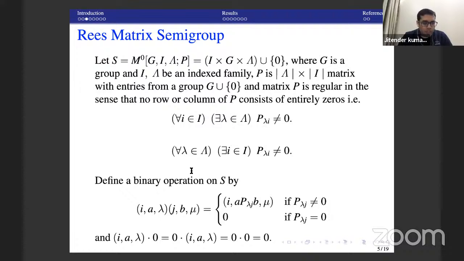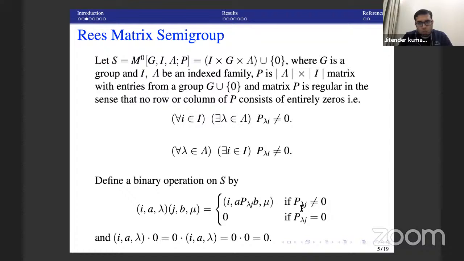And the binary operation between the elements of this semigroup is given by (i, a, lambda)(j, b, mu). If I just do the product, this gives (i, a p_{lambda j} b, mu) if the (lambda, j)th entry of our regular matrix is non-zero, otherwise it is 0. And if I do the product with 0, it always gives me 0. Okay. An interesting thing is that in between, this G can also be taken as a semigroup structure.